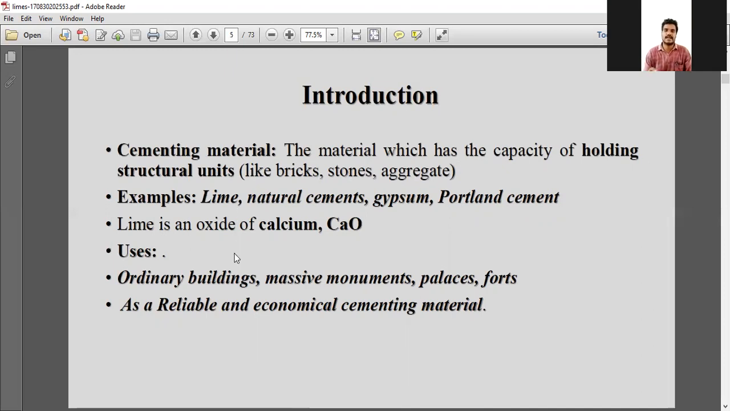Chemically, lime is an oxide of calcium, that is, calcium oxide. Generally, lime is used in ordinary buildings, massive monuments, palaces, and forts, because lime appears very aesthetic and beautiful, as it is a white stone. It is a reliable and economical cementing material.